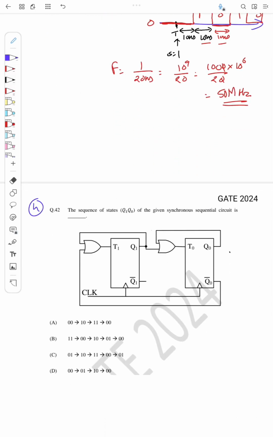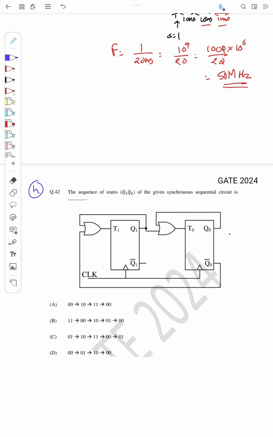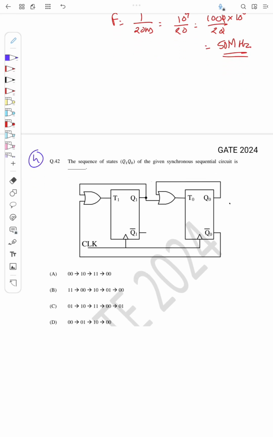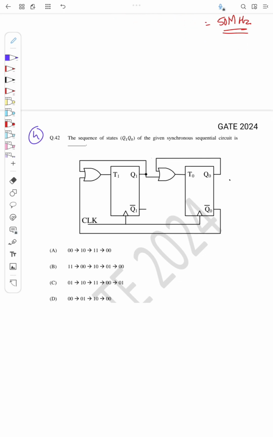The fourth question, this is from GATE 2024. The sequence of states Q1 Q0 of the given synchronous sequential circuit is... Okay, so we'll see how the output Q1 and Q0 varies.